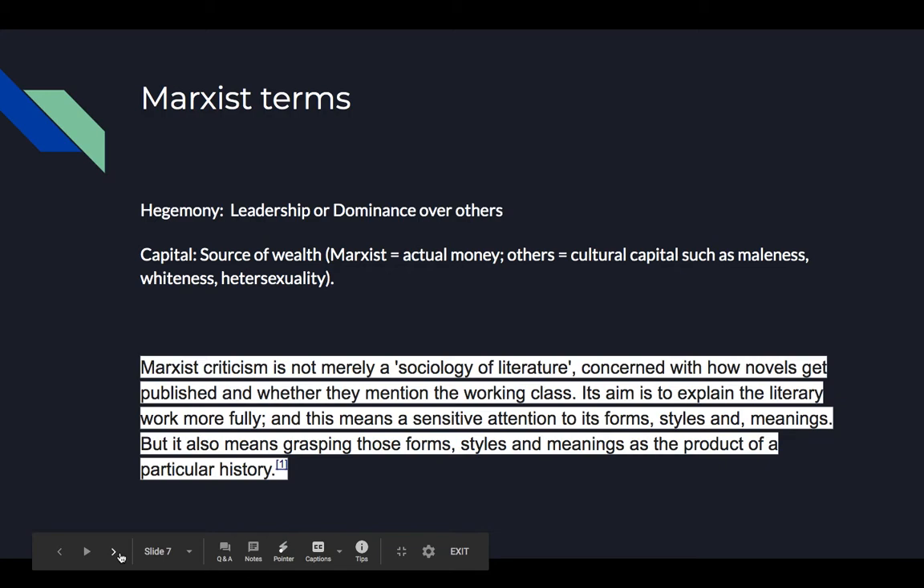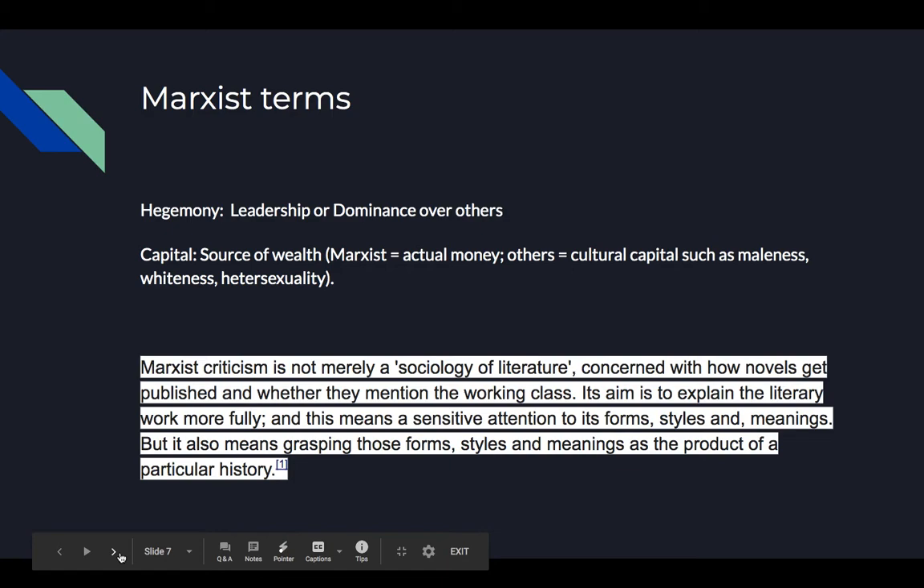So in all of those, there are some Marxist terms you're looking for, okay? Hegemony and capital. Those are the two things that we talk about. Hegemony is leadership or dominance over others, and what gives one person leadership or dominance over the other is capital, which is the source of wealth. And in Marxism, that means actual money. But for others, that might be cultural capital, such as maleness, whiteness, heterosexuality, things like that.